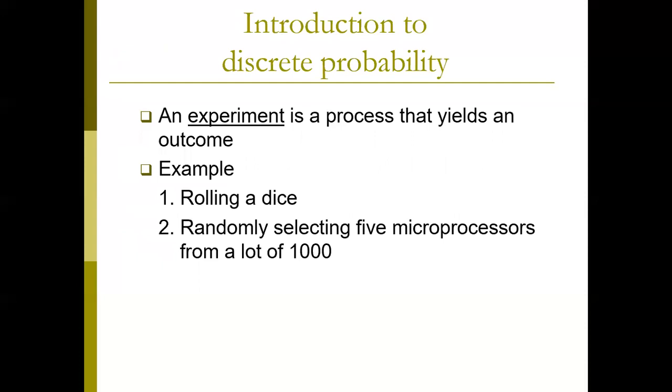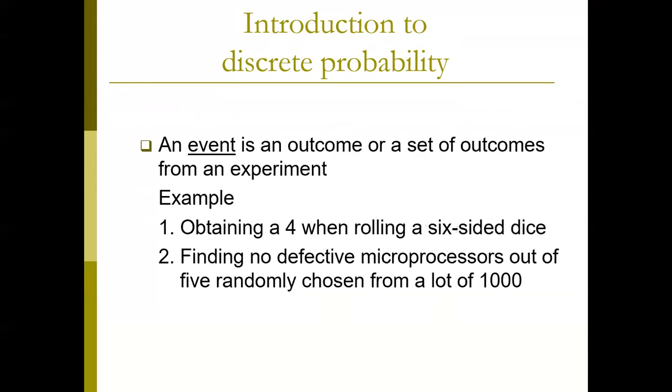Now, in order for us to understand probability fully, we need to understand what an experiment is. An experiment is simply a process that yields an outcome. All right, a process that yields an outcome. That's what we refer to as an experiment. And here we have two. Rolling a die. So if we were to take a die and roll it, that would be an experiment. If we were to make a selection of 5 microprocessors from a lot of 1,000, again, that would be an experiment that we could carry out.